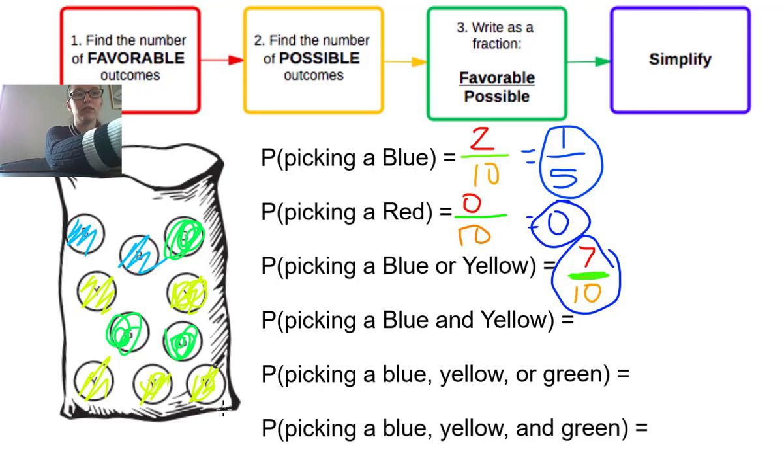Blue and yellow. When I reach into this bag, can I pull out one marble that is blue and yellow? No. So the probability of picking a blue and yellow is 0%.